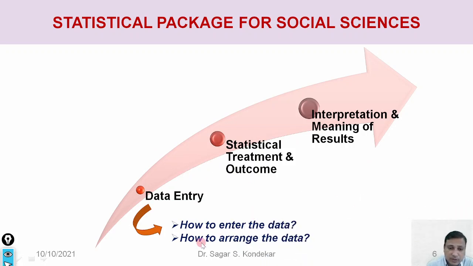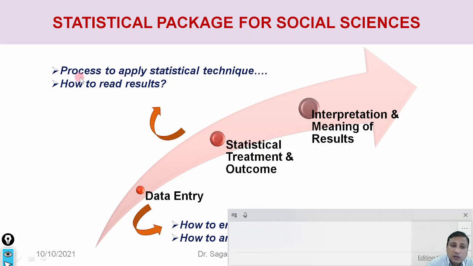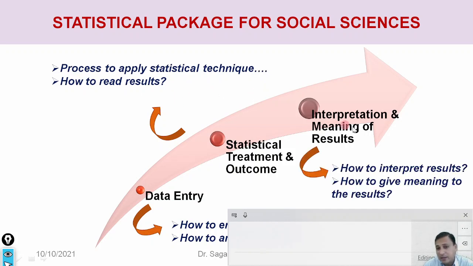Now what are we going to learn in data entry? In data entry, we are going to learn how to enter the data and how to arrange the data. For statistical treatment and outcome, we are going to learn the process to apply statistical techniques and how to read results. Reading results is also a very important part. And finally, in interpretation and meaning of the result, we are going to learn how to interpret results and how to give meaning to those results.